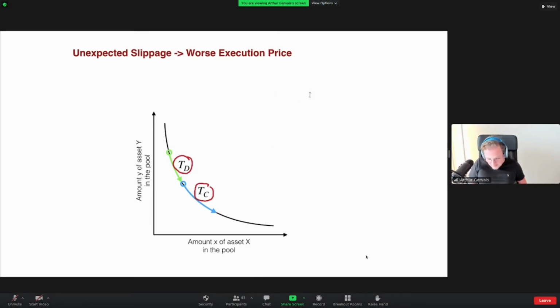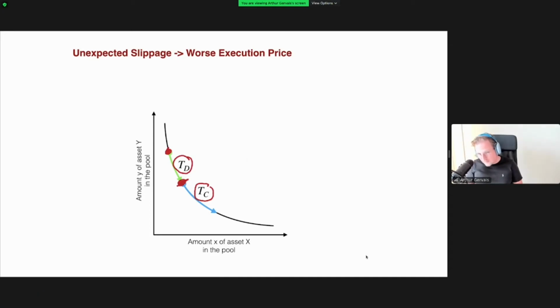In essence, there is the point in time at which you execute the transaction, right? You don't know exactly where on the bonding curve you will start. Does anybody know why that is? Why don't you know exactly at what point in time you will start the execution?